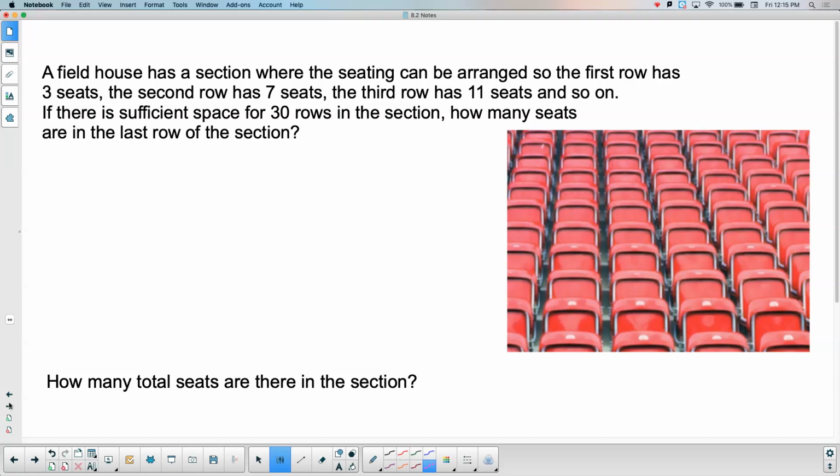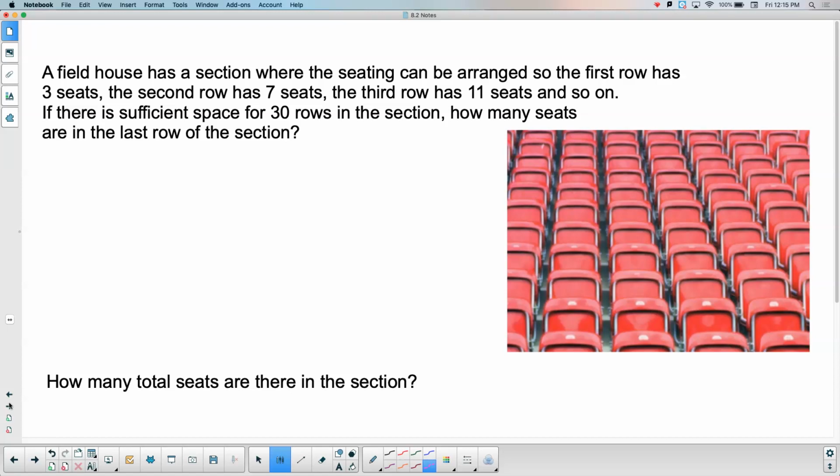If there is sufficient space for 30 rows in the section, how many seats are in the last row of the section? And how many total seats are there in just that one section? Love it. Okay, let's do some maths.